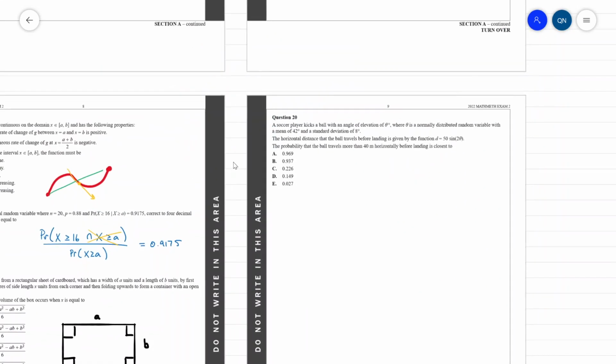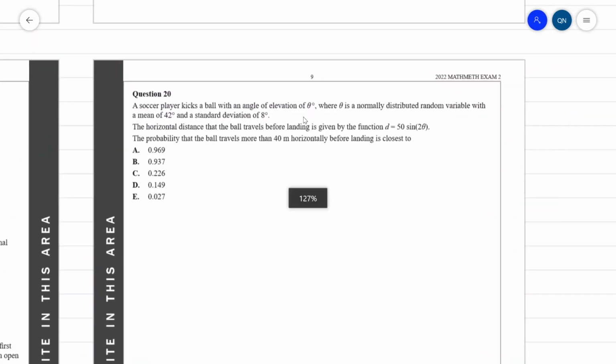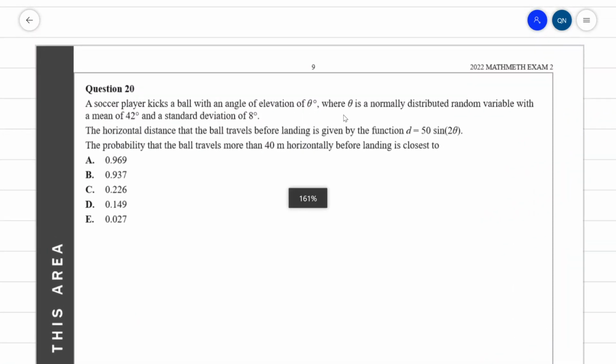Alright, what are we up to? Oh, question 20 already. Question 20: a soccer player kicks a ball with an angle of elevation of theta, where theta is a normally distributed random variable, with a mean of 42, standard deviation of 8. First of all, I don't like how they use lowercase theta for that. I'm going to use the big boy capital Theta, that Greek letter capital Theta, if you've seen that before. So that's the capital Theta, and this is normally distributed with a mean of 42, standard deviation of precisely 8.